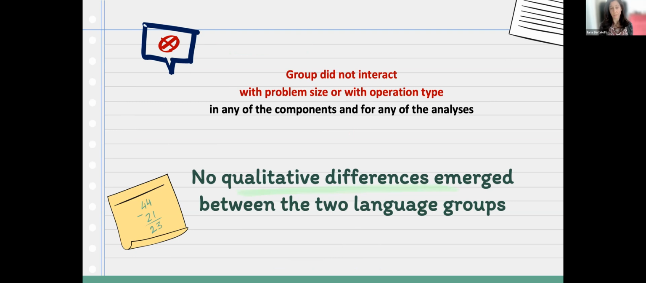So overall, we did not find any group effect and interaction with problem size or operation type in any of our components and for any of our analysis. Again, it suggests that there is no qualitative difference emerging between the two language groups. And this is actually interesting, both theoretically and relevant for translational purposes.